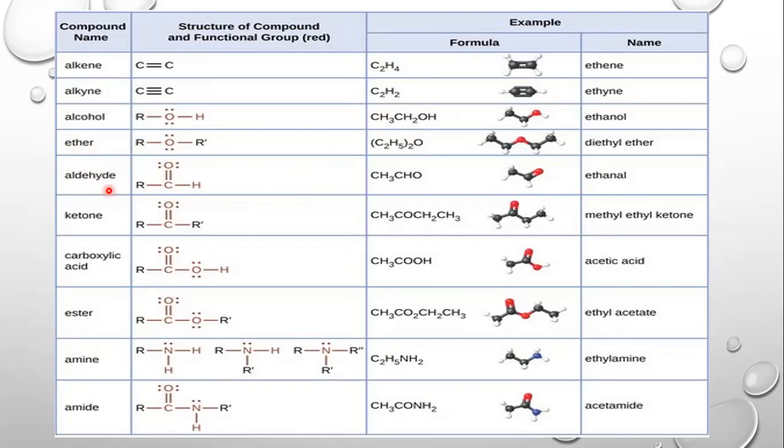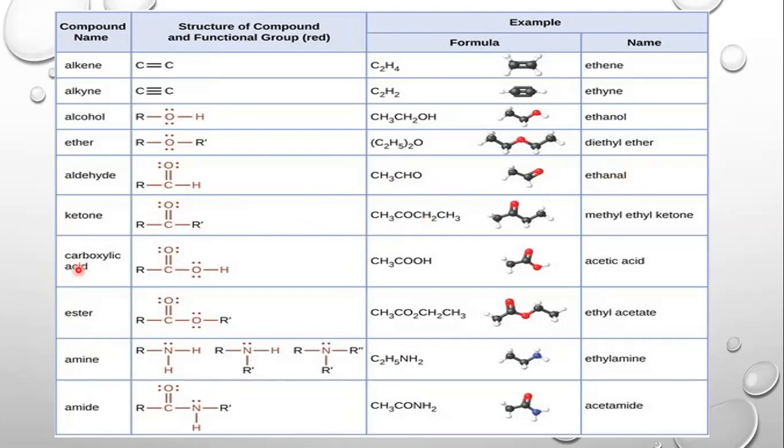Then aldehyde. Aldehyde is one carbonyl group. That C double bond O is regarded as the carbonyl group, sandwiched between one alkyl group and one hydrogen atom. Its simplest form or first member is ethanal with formula CH3CHO. The next is ketone. In this, a carbonyl group is sandwiched between two alkyl groups. The simplest member is dimethyl ketone.